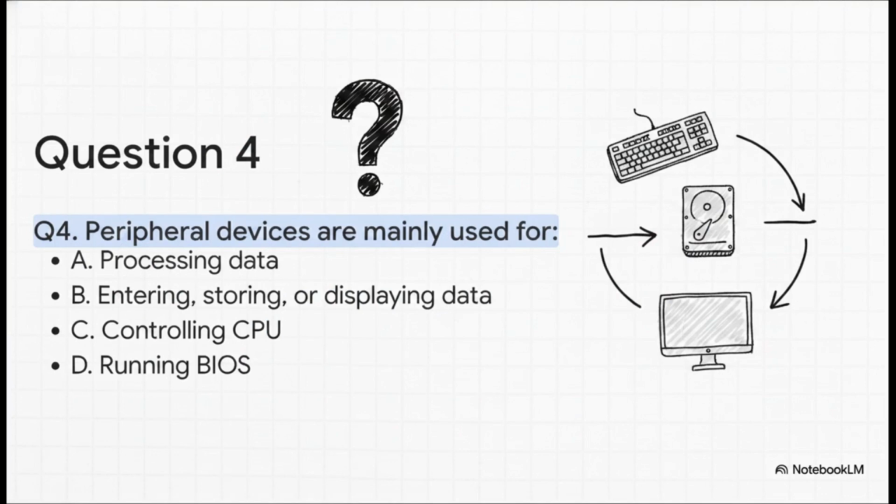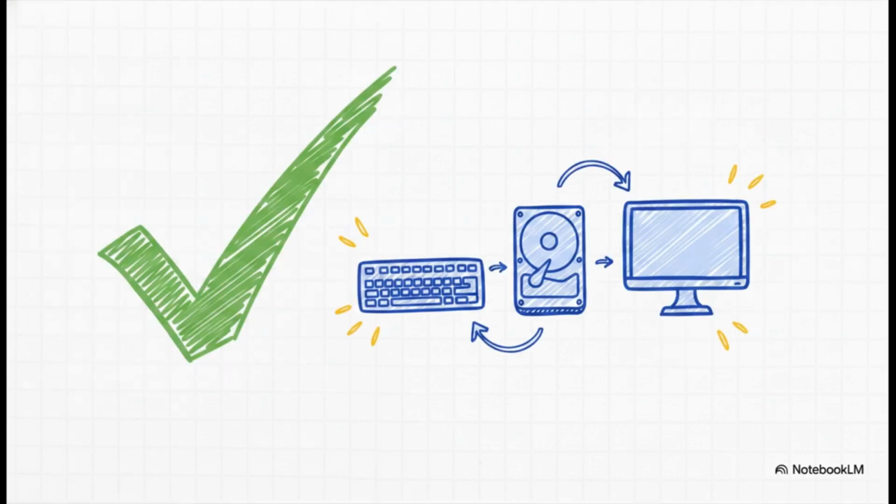Question 4. Peripheral devices are mainly used for A. Processing data, B. Entering, storing, or displaying data, C. Controlling CPU, or D. Running BIOS. Think back to our 3 big categories. The answer is B, entering, storing, or displaying data. That perfectly lines up with our input, storage, and output device functions.